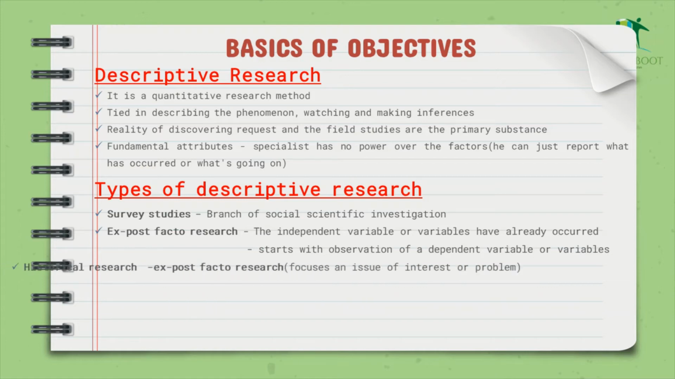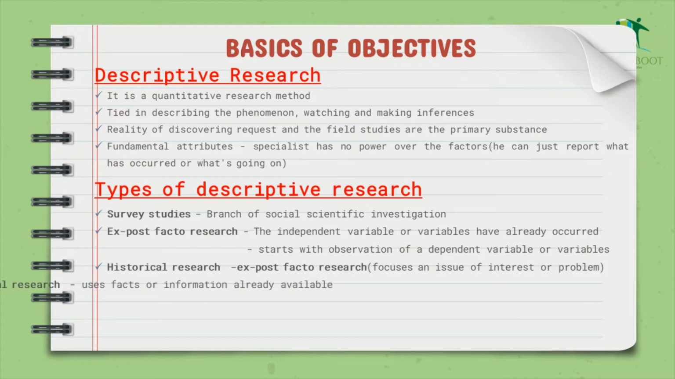The third one is historical research. Historical research is basically similar to ex post facto research, but it focuses on the historical part of an issue of interest or problem. Spreading of a virus is an example. Once we consider the spreading of a virus, we will always have to find where it happened. So it's the initial or starting point of the virus. This is called historical research. We'll get back to the initial part.